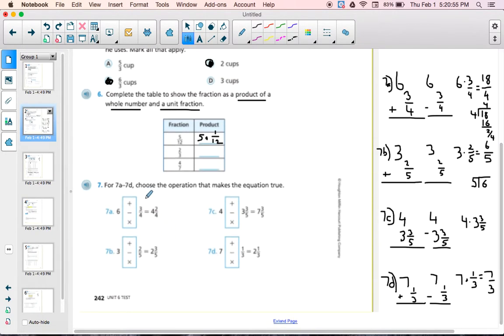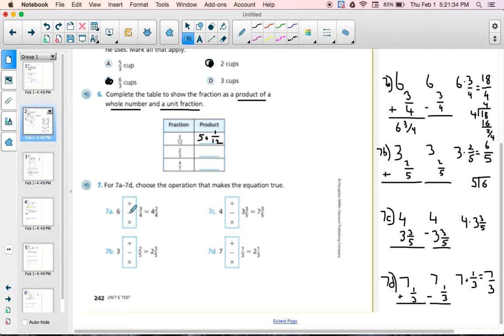Now let's take a look at these problems down here. We're trying to figure out which operation is correct. Is it 6 plus 3/4 is 4 2/4? Is it 6 minus 3/4 is 4 2/4? Or 6 times 3/4 equals 4 2/4? So I've started one up here like this. And I'm saying, okay, 6 plus 3/4. If I add 6 plus 3/4, I get 6 3/4. So that doesn't work, right?